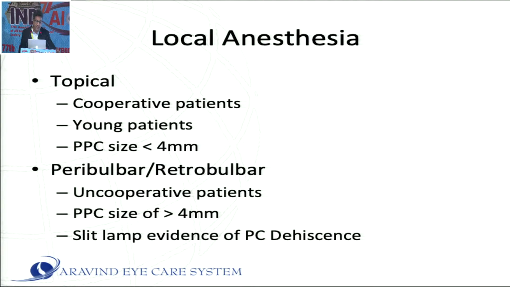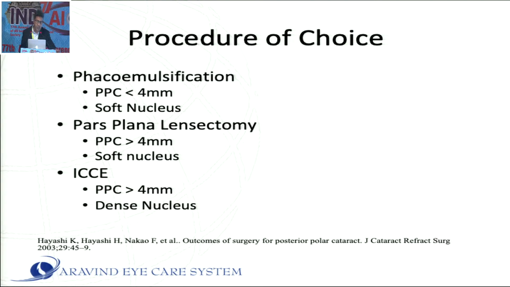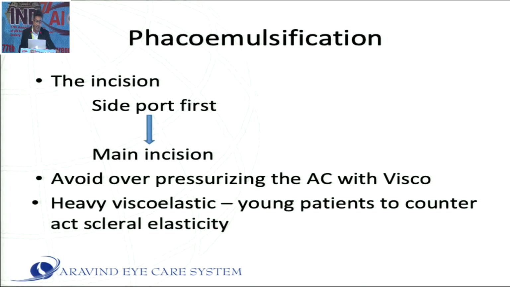When we talk about anesthesia, I think it's so important. Whatever anesthesia you're comfortable with, even topical we can do, but in young patients, if they are apprehensive, or if you think they would definitely have a dehiscence, ideally it's good to have some kind of anesthesia. I would recommend something like a peribulbar, retrobulbar, even a subtenon's anesthesia, without much damage to the conjunctiva. The procedure of choice again would be phacoemulsification.